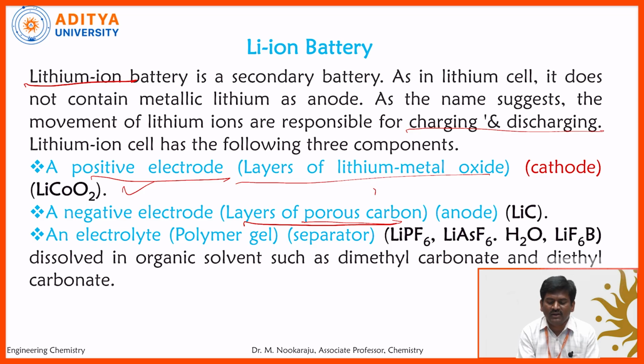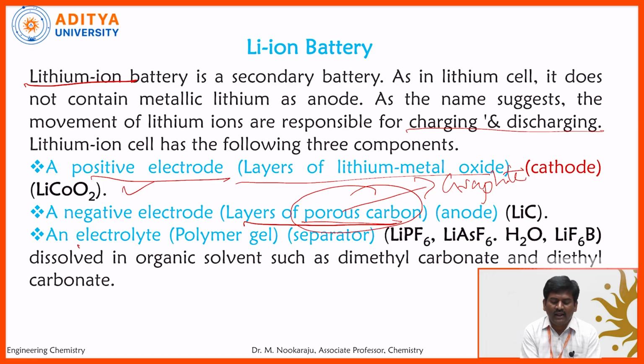What is this porous carbon? We use graphite, as graphite is a conducting allotrope of carbon, and we have an electrolyte. What is this electrolyte? It is a polymer gel which acts as a separator too. As you see, we have non-aqueous solvents here. We are not going to have aqueous solvents; we have aprotic or non-aqueous solvents as the electrolyte, which are dissolved in organic solvent.